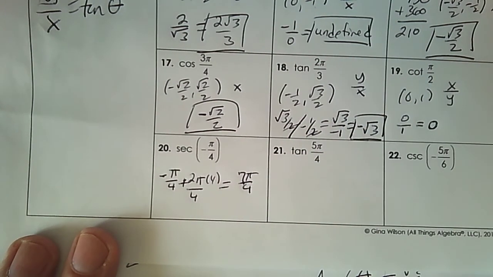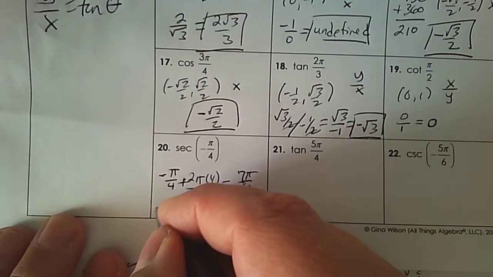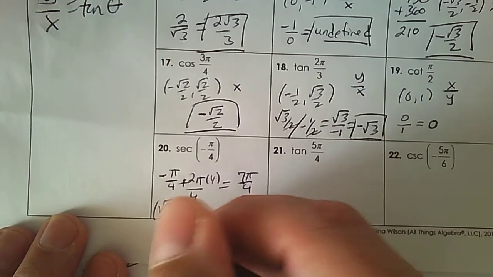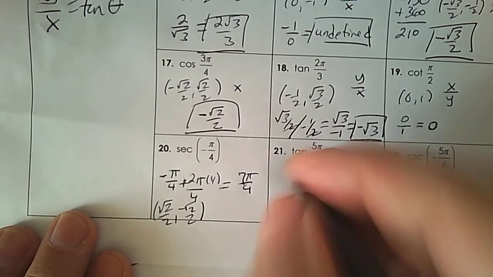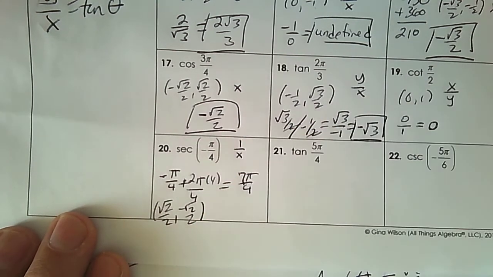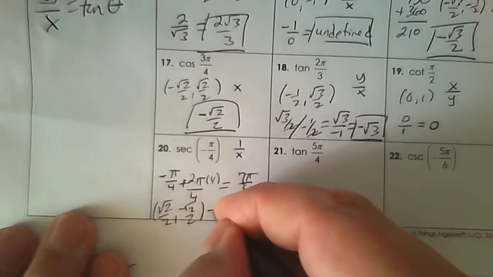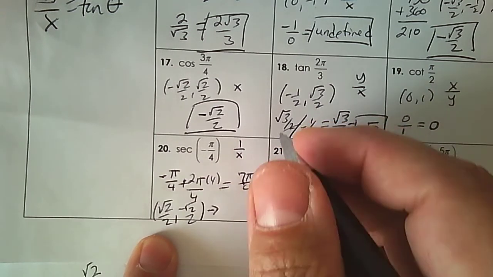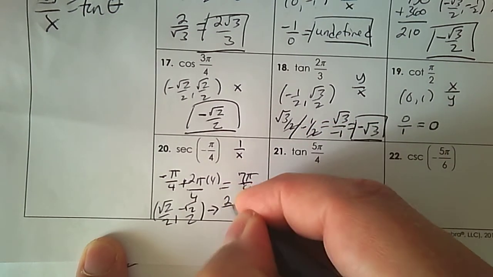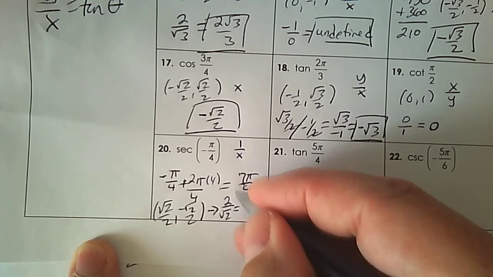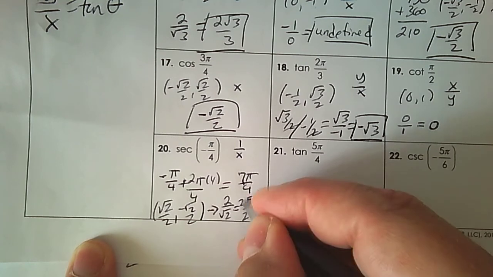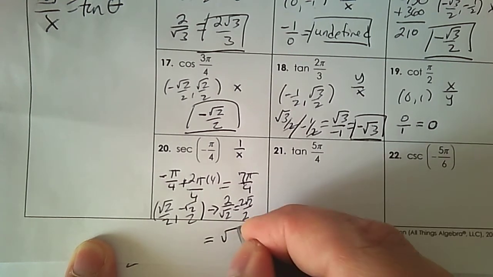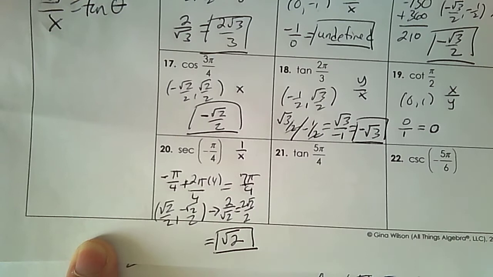So can you find 7 pi over 4? What's the point on the unit circle? That's root 2 over 2 and negative root 2 over 2. What's the definition of secant? That's the reciprocal of cosine, so it's the reciprocal of x. So if I take the x coordinate and do the reciprocal, I get 2 over root 2. Now if I multiply by root 2, top and bottom, I get 2 root 2 over 2, and then the 2's divide out. So really the answer is just root 2 when you write it properly.